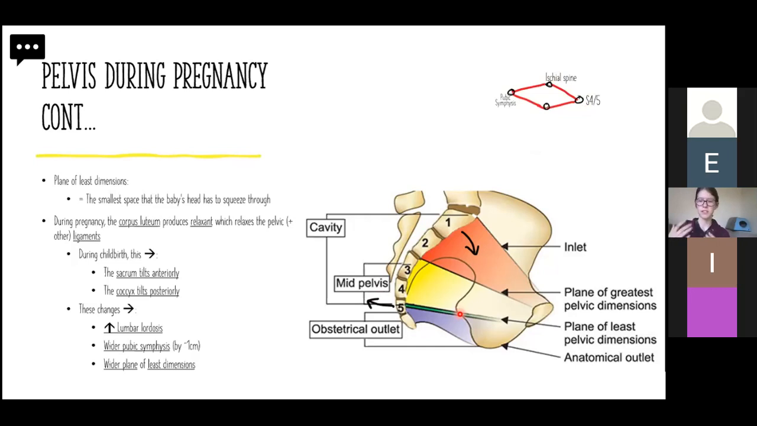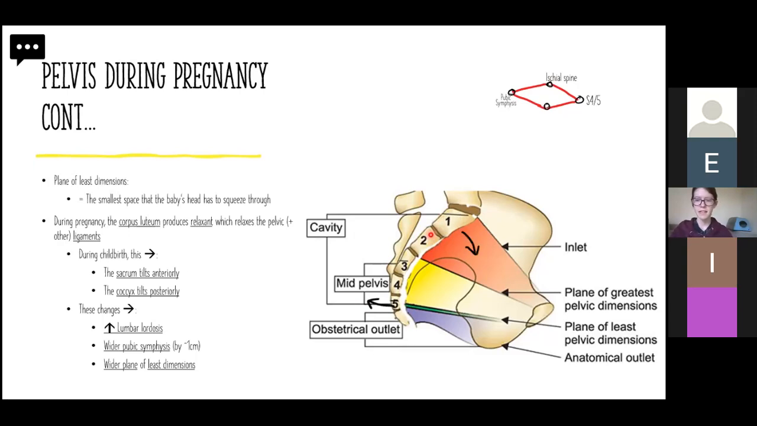So to make this process a bit easier, the corpus luteum during pregnancy produces relaxin, which, as the name suggests, relaxes things. So it relaxes the ligaments. And that means that the sacrum can tilt forward, and like a fulcrum, the coccyx will then tilt posteriorly. And as you can see, that'll open that space up a little bit more. And that means you also get more lumbar lordosis as well. So that's sort of bowing in of your spine here.